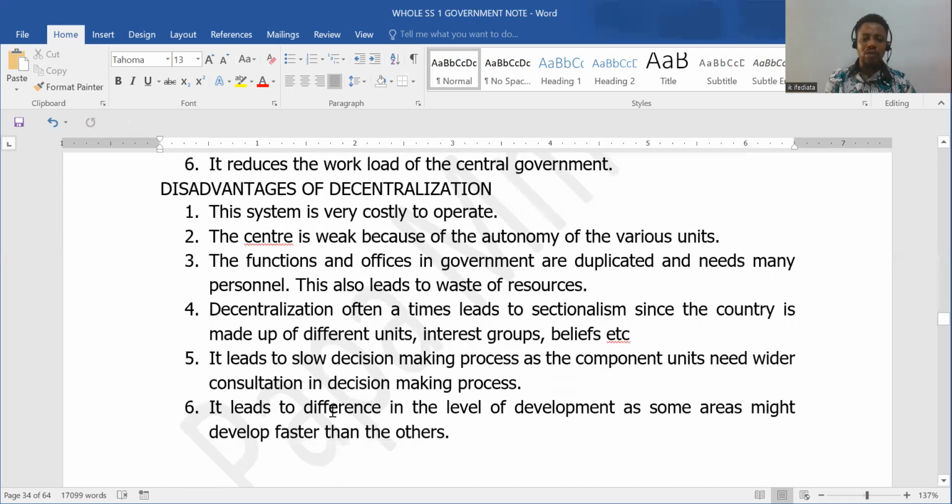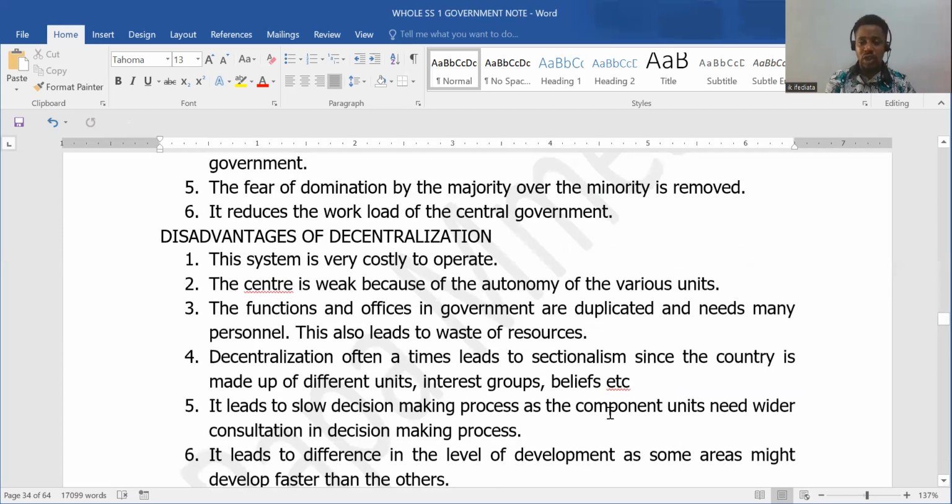So it leads to a difference in the level of development, as some areas might develop faster than others. If you look at the rate at which states are developing in Nigeria, you can also draw this conclusion. For states like Lagos, maybe they are on a higher pace. You won't compare it to states like Ekiti State or thereabouts, right? So I'm not saying that Ekiti is worse, but I'm saying that the pace of development can be different. It's not going to be uniform. Unlike when power is centralized, the central government can do the same thing for all the regions at the same time. Everybody gets the same thing from the central government, right?